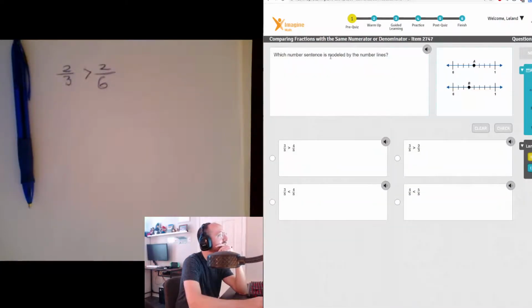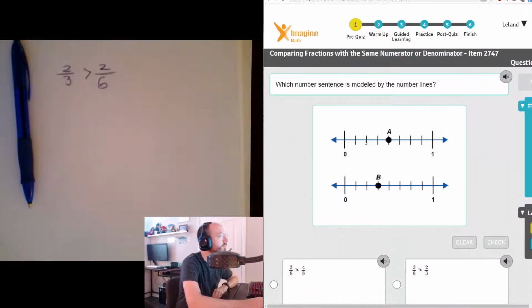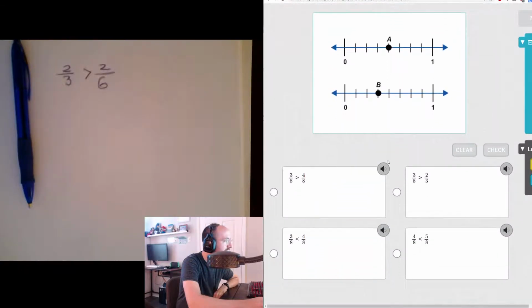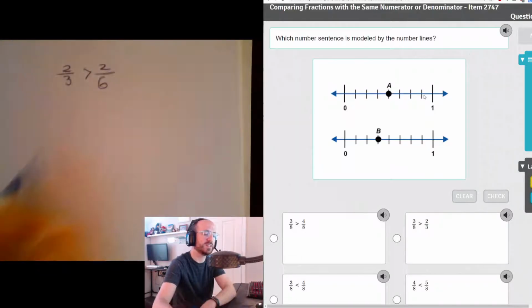Which number sentence is modeled by the number lines? Okay, cool. I'm going to zoom in a little bit so you can see this better. Perfect. So here we have, this looks like a half. I already know which one it is. Okay, 1, 2, 3, 4, 5, 6, 7, 8. So this is on the top.